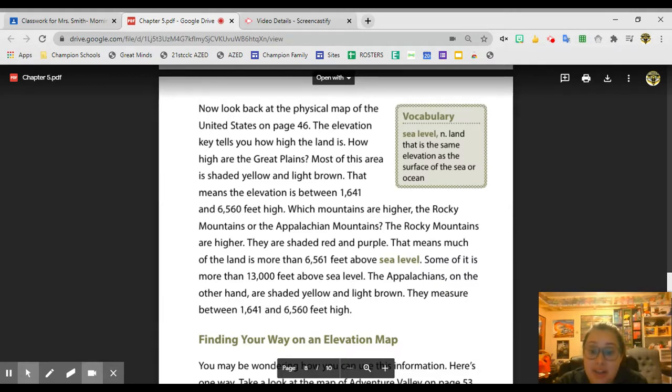Which mountains are higher, the Rocky Mountains or the Appalachian Mountains? The Rocky Mountains are higher. They are shaded red and purple. That means much of the land is more than 6,561 feet above sea level. Some of it is more than 13,000 feet above sea level. The Appalachians, on the other hand, are shaded yellow and light brown. They measure between 1,641 and 6,560 feet high. You mentioned sea level. Let's look at that vocabulary. It says that is the land that is the same elevation as the surface of the sea or ocean.